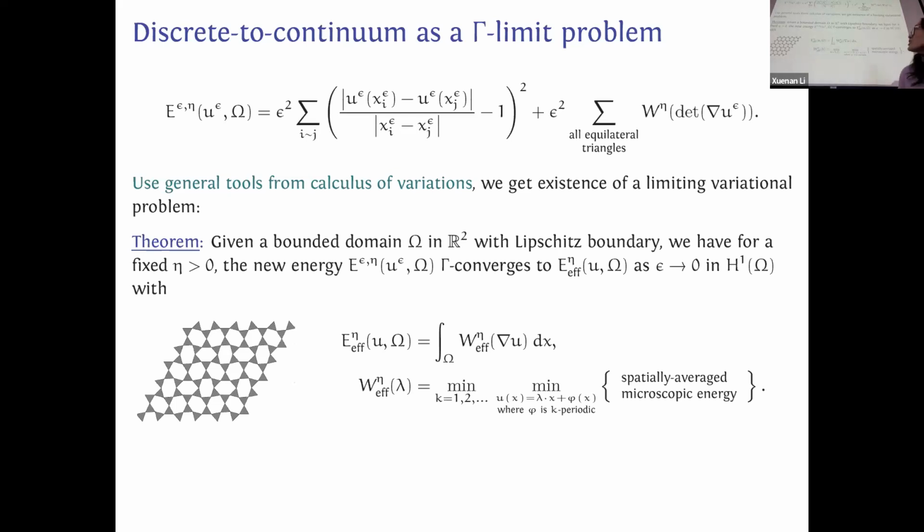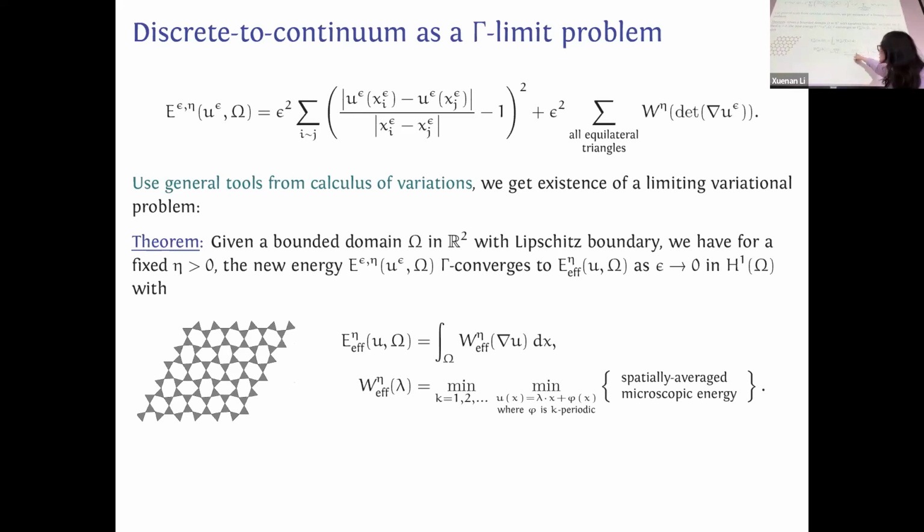Okay. So then the question is, how are we going to get the effective energy just for an affine deformation? So this is going to be W effective eta evaluated at lambda. And what is that? That is going to be a double minimization. This actually means I want to find the smallest energy for some deformation, which is lambda x plus phi, where phi is some periodic function, but you don't know what the periodicity is. And you find the smallest energy you can get for lambda x plus phi.